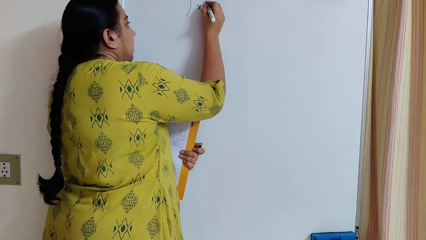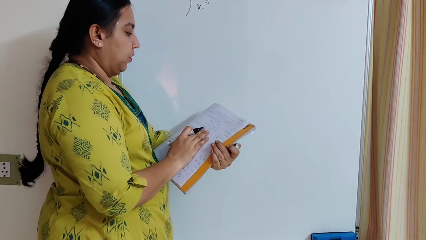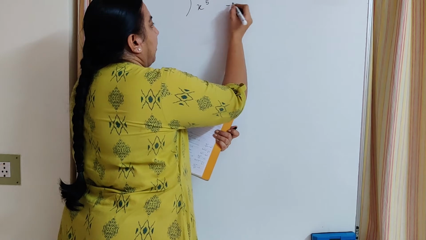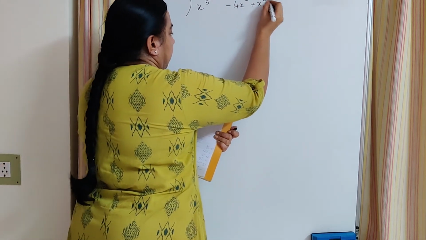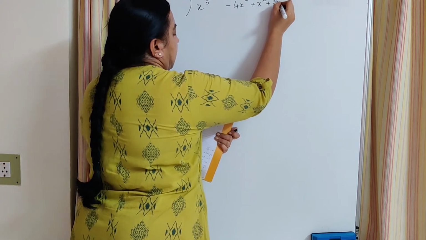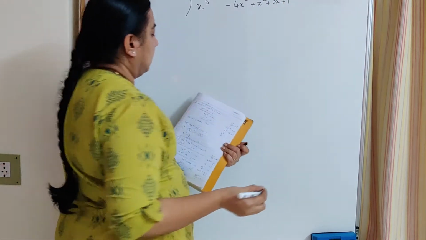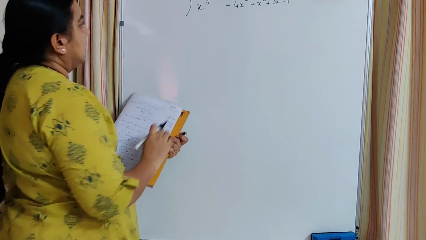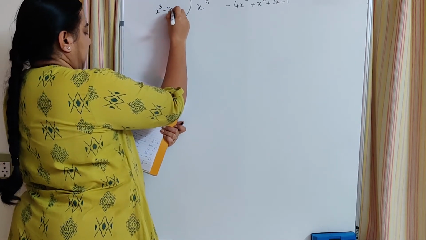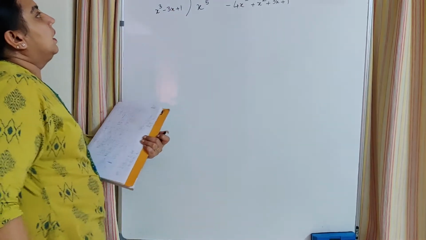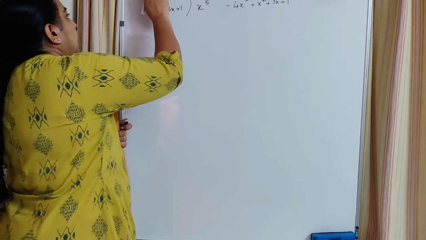x power 5, and there is no x power 4 term, so I am just giving a gap here. 4x cube plus x square plus 3x plus 1, divided by x cube minus 3x plus 1. The third sum in the second main.